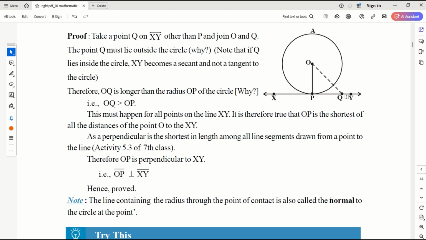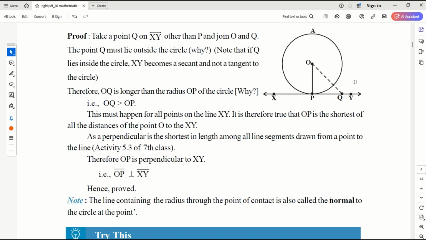OQ and OP. OQ is outside the circle. P is the only point which is on the circle, right? And there is no other point where the line and circle are intersecting. Correct? P is the only point. So Q is another point on the line which is outside the circle.